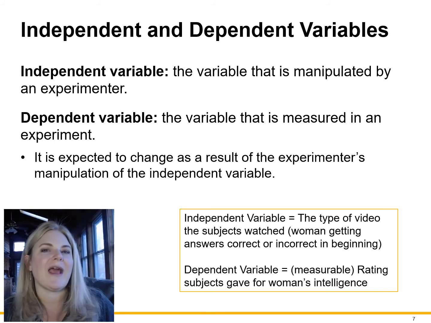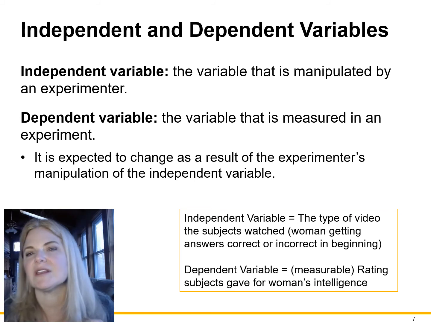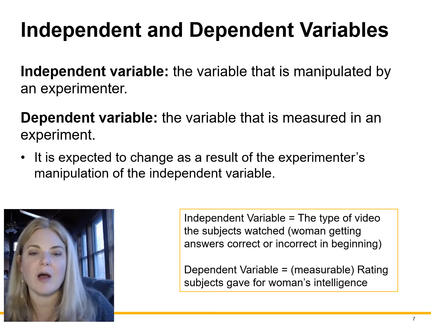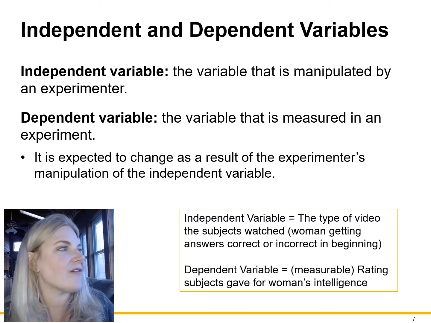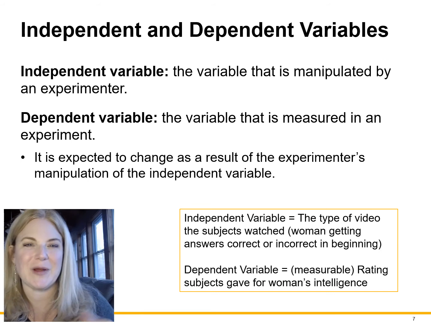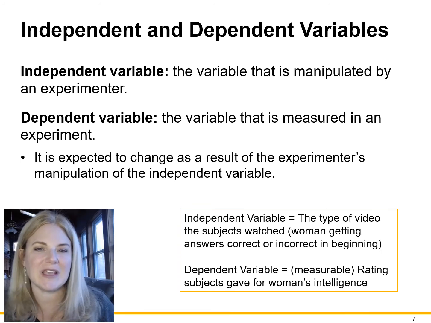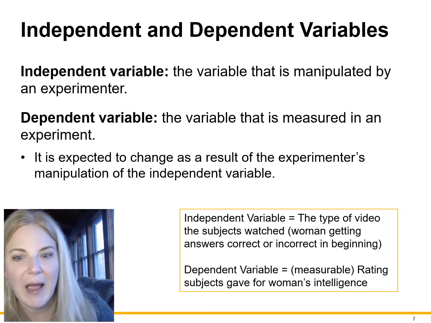A couple of things that we want to have in a true experiment. Obviously, there has to be manipulation. We want to have random assignment. We do not want to have the first 10 people that show up for the experiment go into one group and the second 10 go into the other group. I mean, obviously that would be biased.